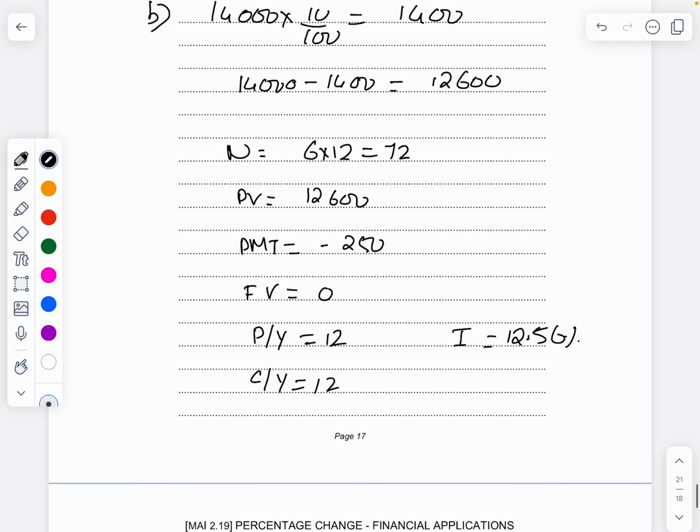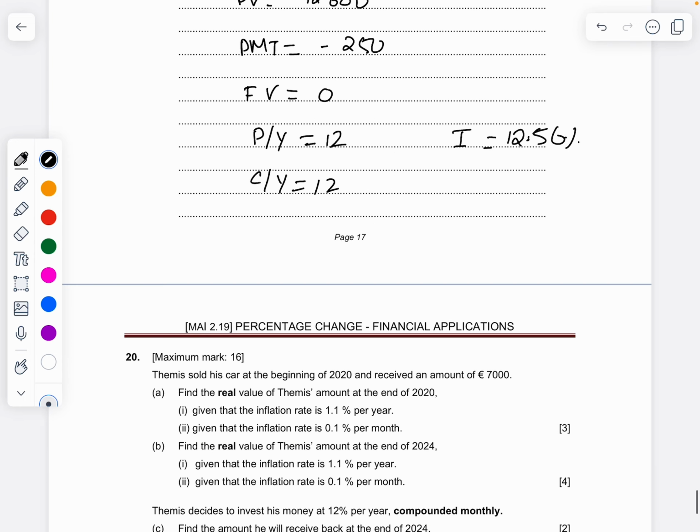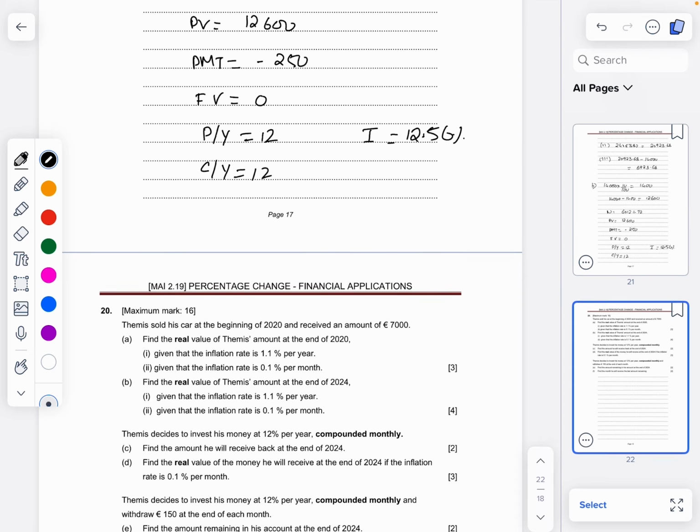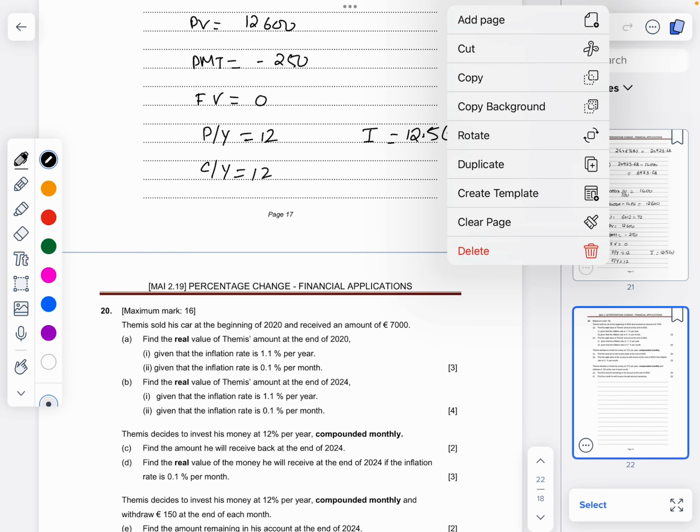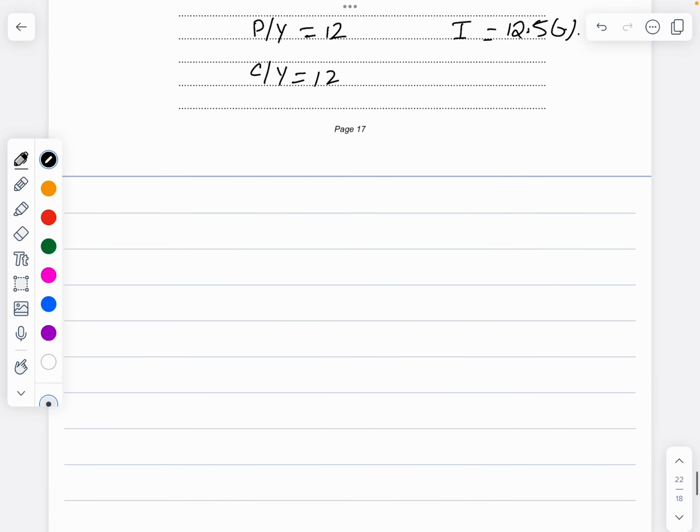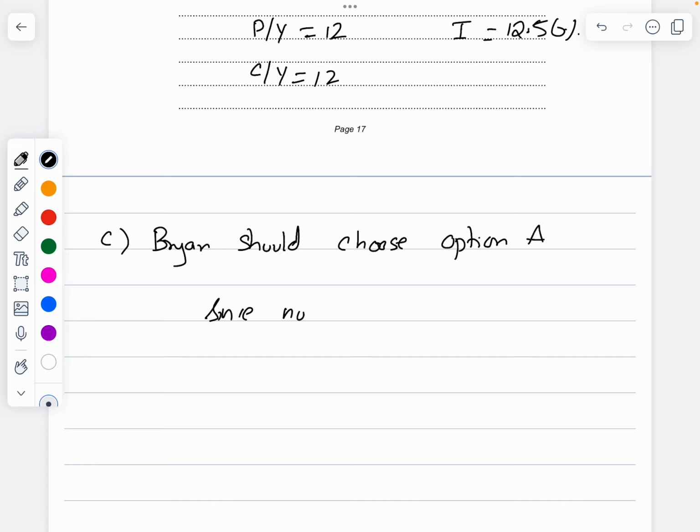It is your choice to write it out in whichever way. If you are choosing the first option, we can write that Brian should choose option A since no deposit is required.